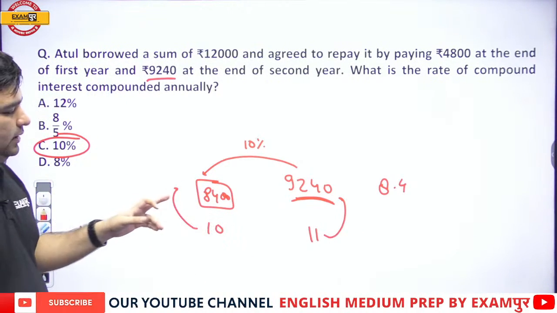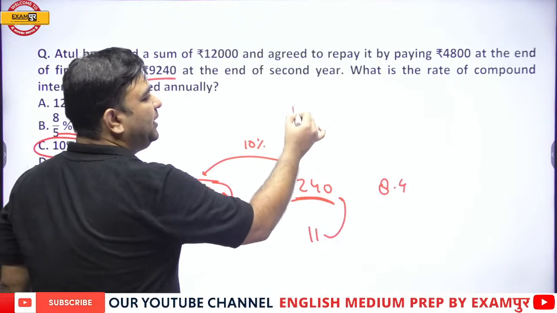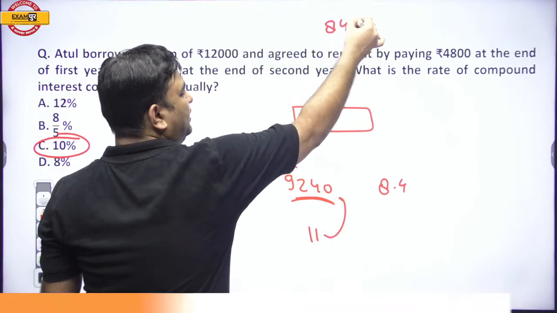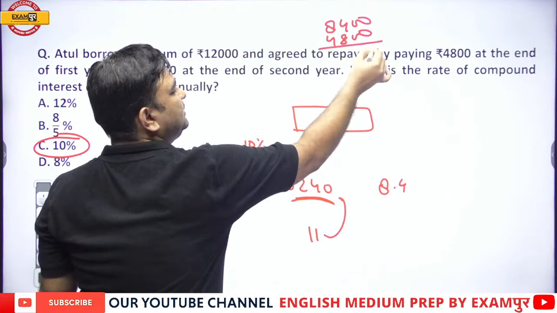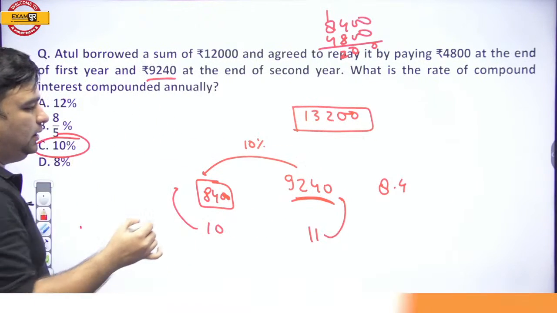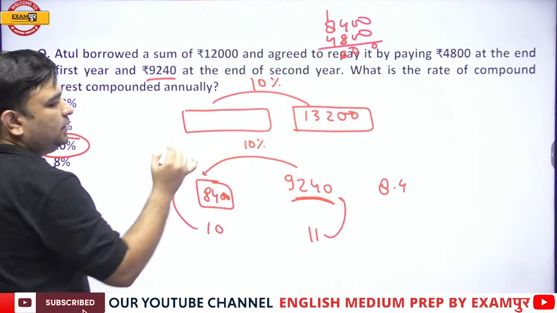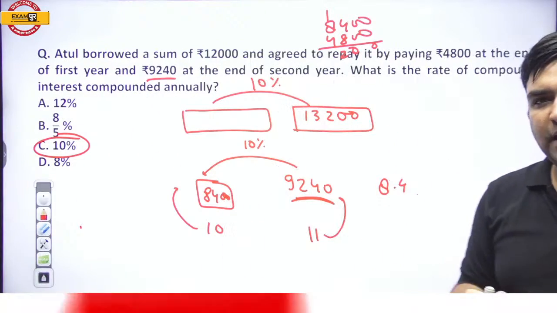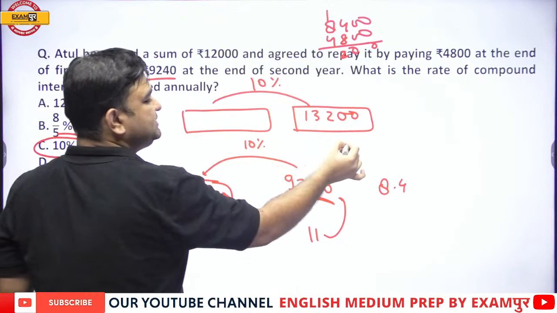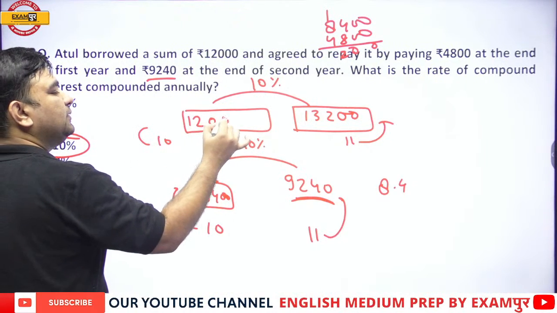This 8400 is remaining after a payment of 4800. So what would be the amount over here? It's 8400 plus 4800, that is 13200. With the rate of 10%, what principal can make 13200? I know this is 11. If 11 is 132, then 10 is 1200.